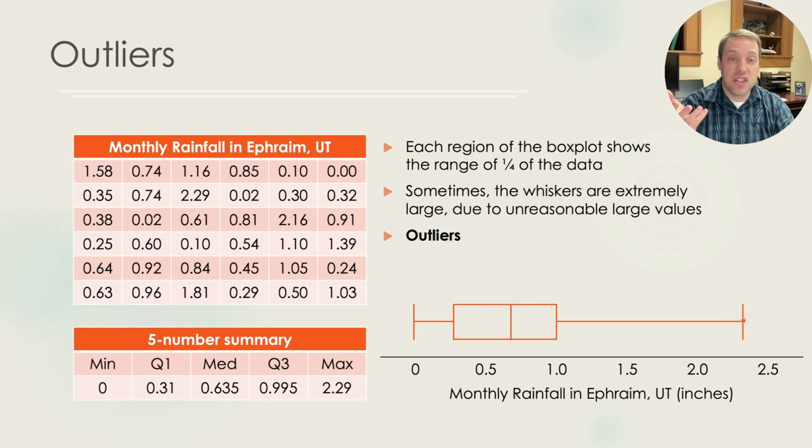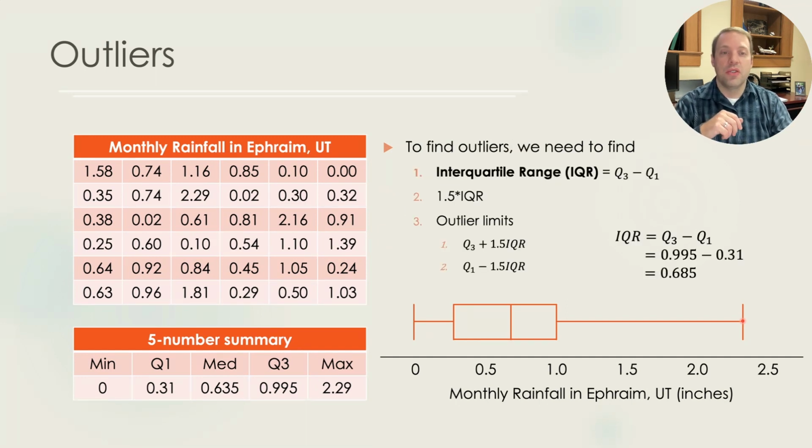And so how much does that unusual amount of rainfall influence our graph here? Well, that's what we're going to talk about here. We're going to determine what constitutes an outlier. In other words, what constitutes something that really is unreasonably too large. So to find outliers, we need to do 3 things. First, we find the interquartile range. Second, we multiply the interquartile range by 1.5. And third, we find our outlier limits.